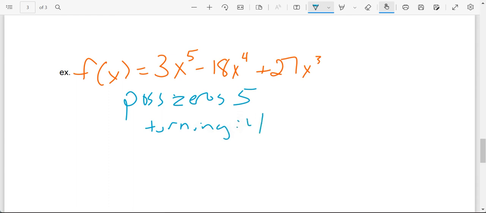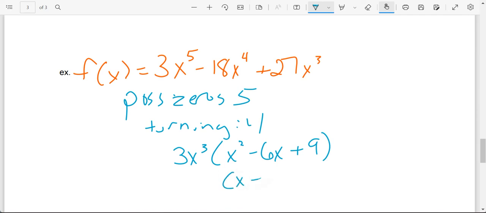So let's factor. What you always do is factor out the GCF. I took out 3x to the third, not x squared. I kept thinking I was taking out x squared, but anyways, that's right. Then what's left in the parentheses is x squared minus 6x plus 9. The factors of 9 that add up to negative 6 are minus 3 and minus 3.